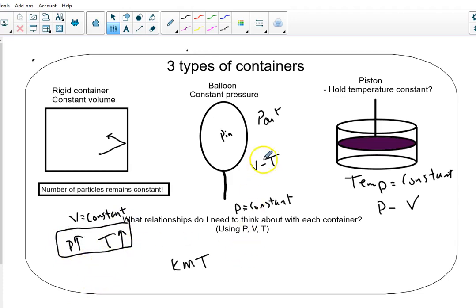Okay, this guy, we have volume and temperature. So again, if I increase my temperature, particles travel faster, I get more collisions with the inside wall of the container, which means my pressure temporarily increases. The volume of the balloon expands due to that increased pressure. Also, a linear relationship.